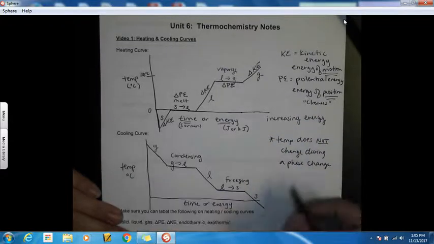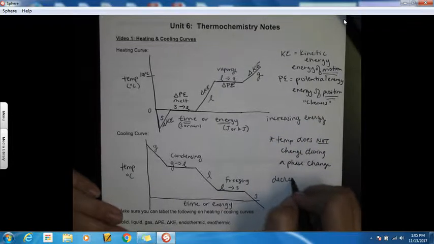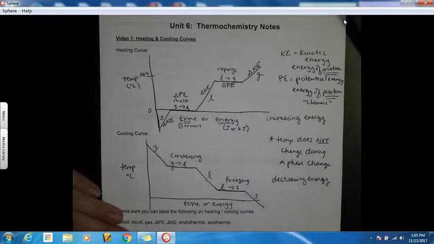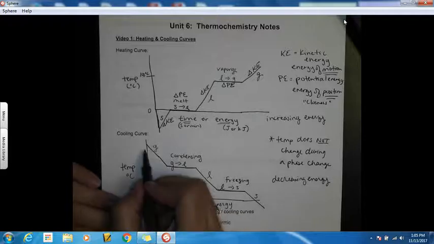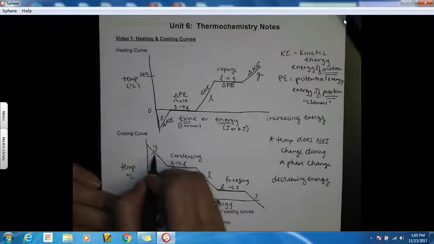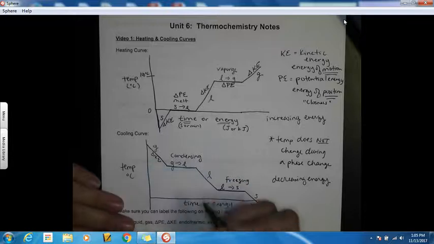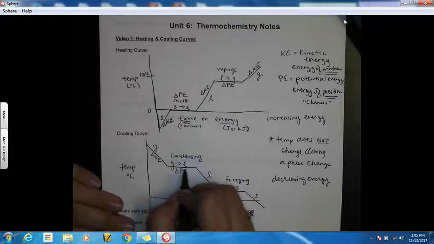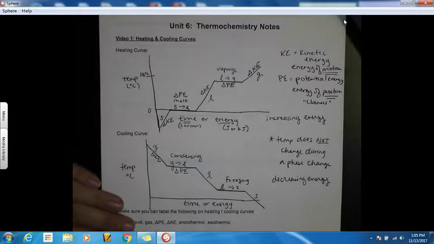Now, on a cooling curve, we are decreasing in energy. In other words, energy is being released, and so all the changes would be negative. So here our molecules are changing temperature, they're slowing down, so their change in kinetic energy would be a negative value. And then here they're condensing, they're getting closer together. So again, we have a change in potential energy because their position is changing.